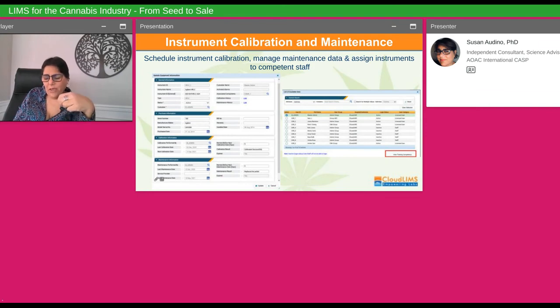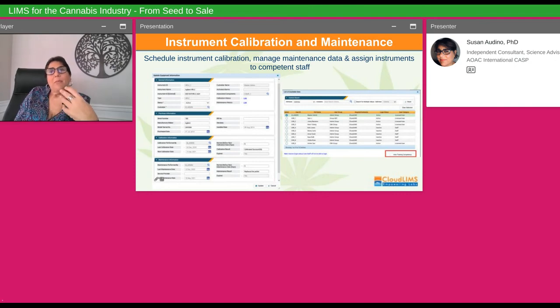We also have instrument maintenance. I mentioned earlier ICP. We have ICPs, we have GCs, we have LCs, HPLCs. We have a lot of really heavy-duty instrumentation available in the laboratory, and we need to ensure that it's being maintained appropriately and by competent staff. So we need an opportunity to capture all of this data.